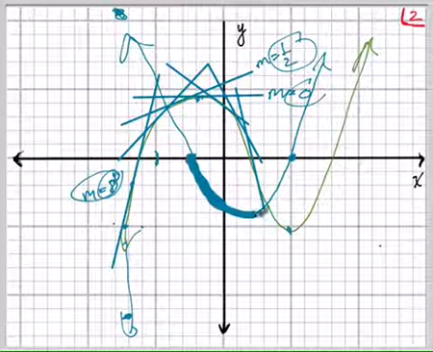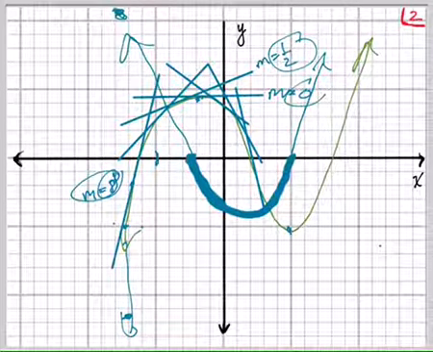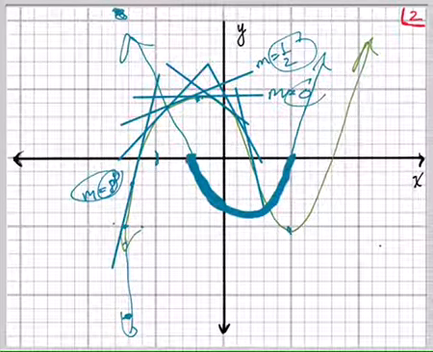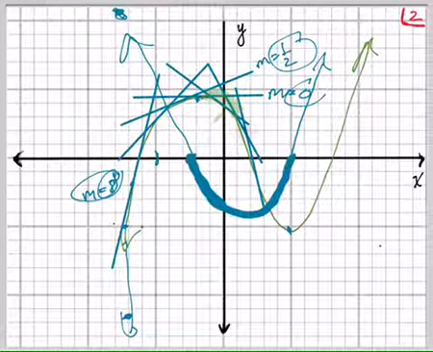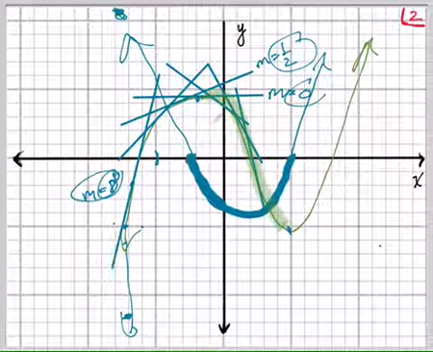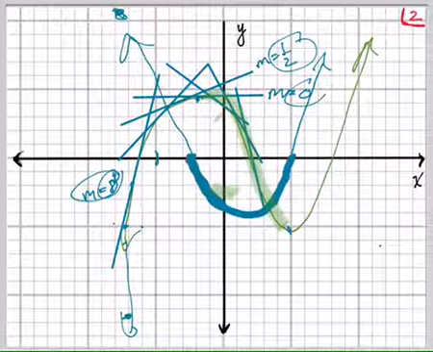All of these values are negative because the slope of the tangent lines of all of the points from here to here, if I've drawn tangent lines, are all negative. So the derivative graph is going to be below the x-axis.